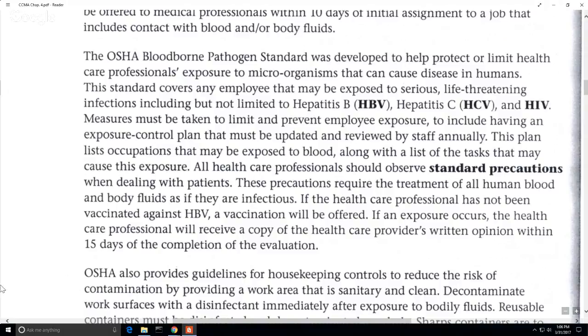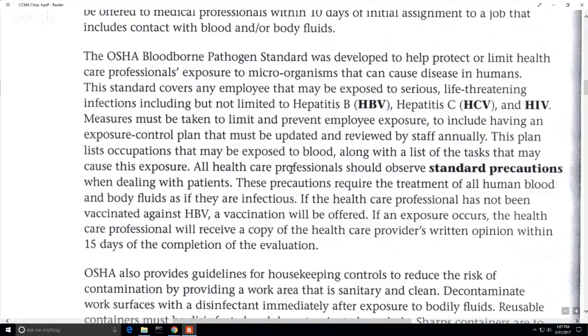Technically, they cannot refuse it, but then I don't know why they are doing it. So measures must be taken to limit and prevent employee exposure, including having an exposure control plan that must be updated and reviewed by staff. Because if anything happens, you have to have a plan.